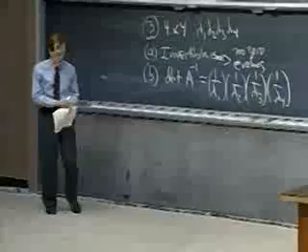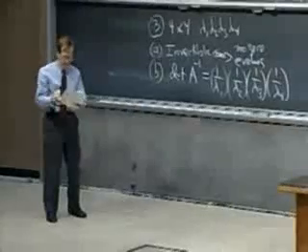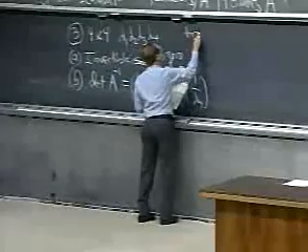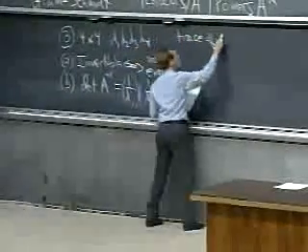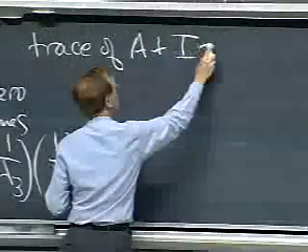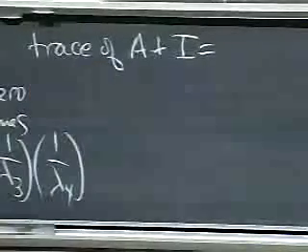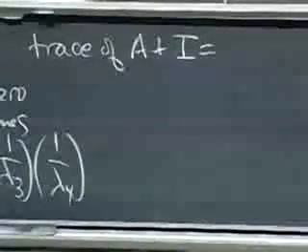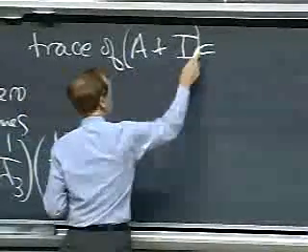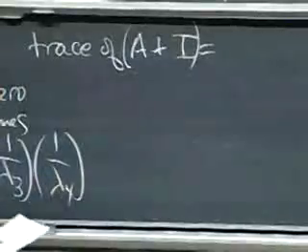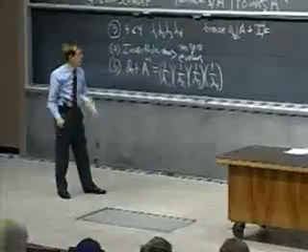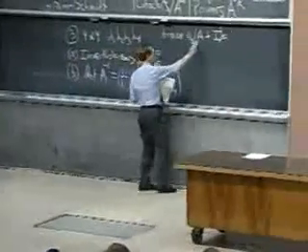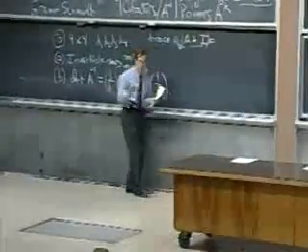Fine. Okay. And what's the trace of A plus I? So what do we know about trace? It's the sum down the diagonal, but we don't know what our matrix is. The trace is also the sum of the eigenvalues, and we do know the eigenvalues of A plus I. So we just add them up.